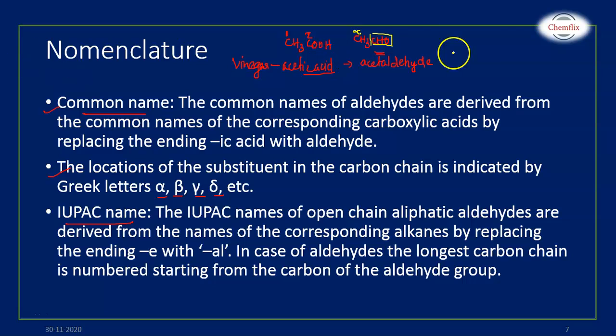Suppose I am writing another example of an aldehyde, that is propanaldehyde. CH3, CH2, CHO. There you can find three carbons. That is the first carbon, this is the second carbon and the third carbon. And obviously the name will be propanal. Okay, the name will be propanaldehyde.